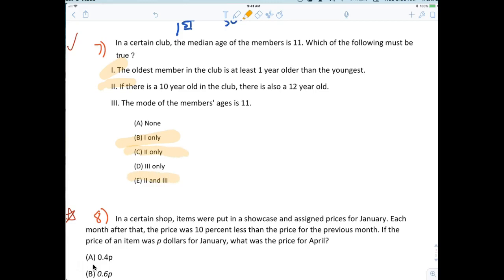I think that's an important skill when you're taking a standardized test. Cross answers out that you know are not true. So you don't accidentally, if you have to guess, pick one that you knew wasn't true.